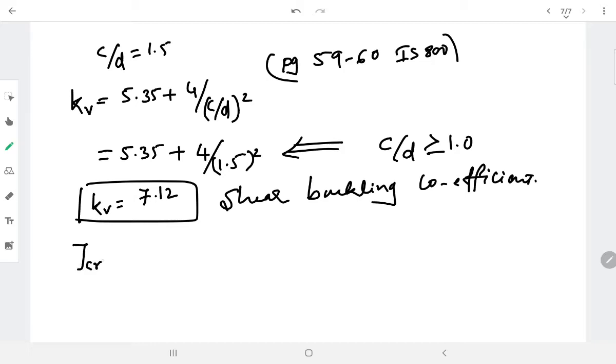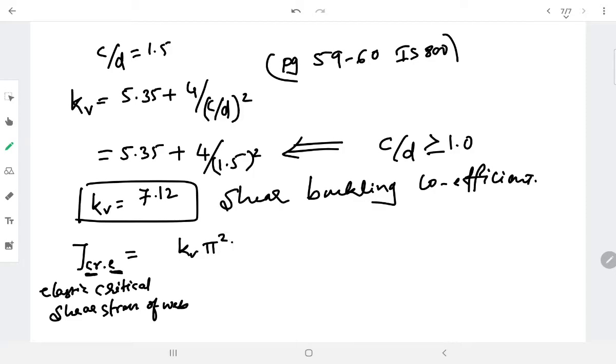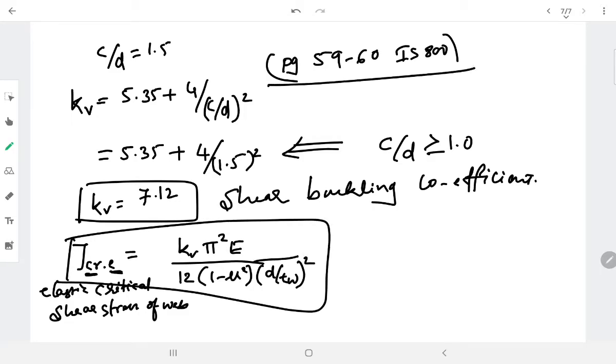Next we need to calculate tau cre. What is this tau cre? It is the elastic critical shear stress of the web, where e stands for elastic critical. It equals kv into pi square into E divided by 12 of (1 minus mu square) into (d divided by tw) whole square. This formula is also available on pages 59 to 60.